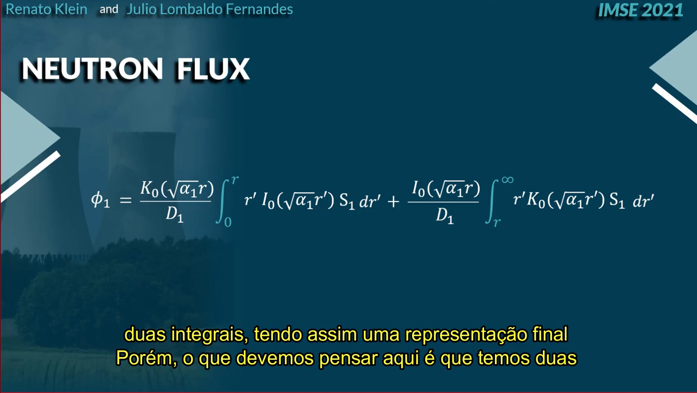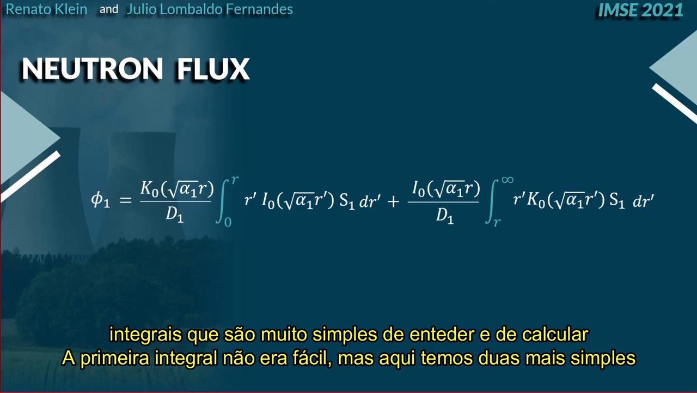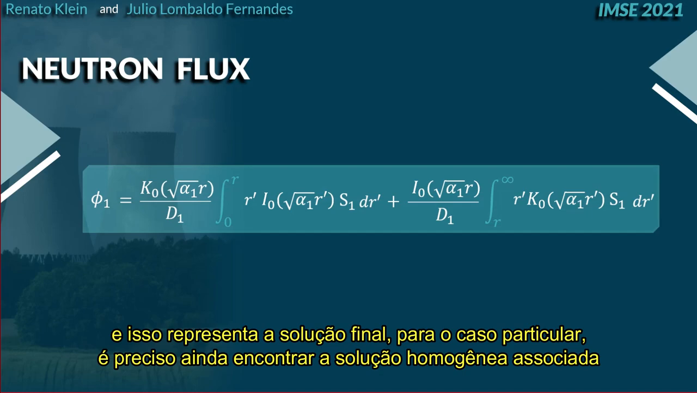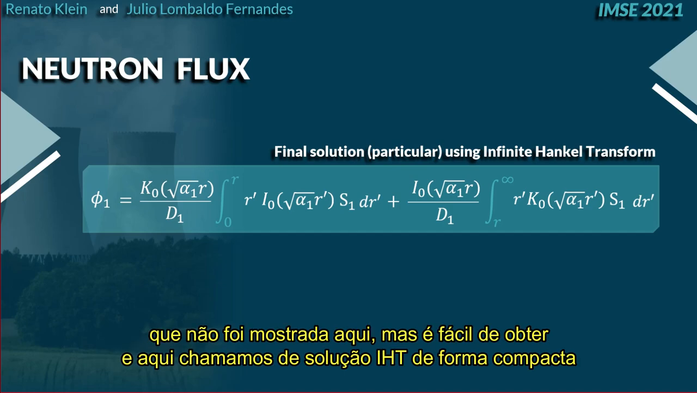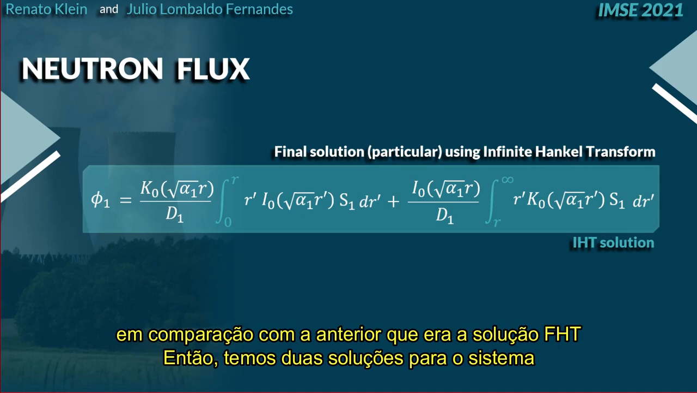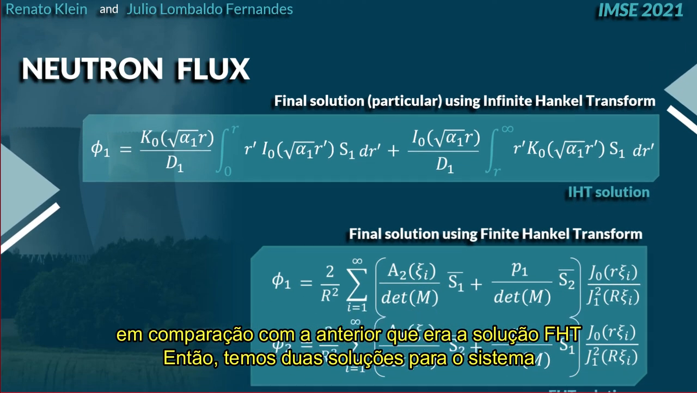But the thing is that here we have two integrals that are much simpler to understand and to evaluate. The first integral, if you remember, is not too easy to evaluate. And here we have two integrals that are simpler to evaluate, and they represent the final solution. Of course, for the particular solution we need a homogeneous solution that I do not show here, but it is easy to obtain. We call that the AHT solution in compact form, to compare with the first one, the FHE solution. So we have two solutions for the system.